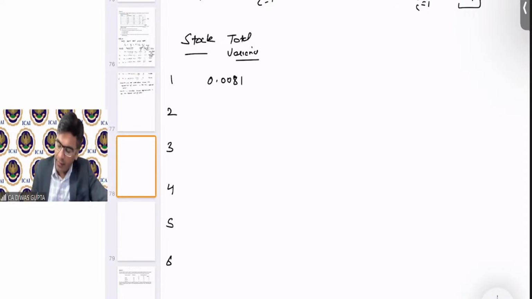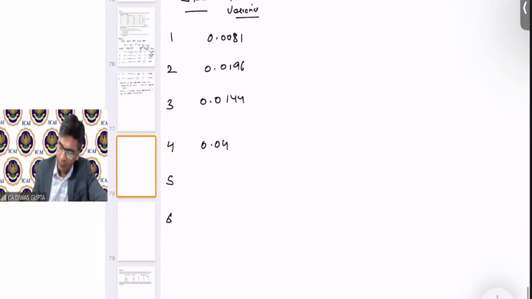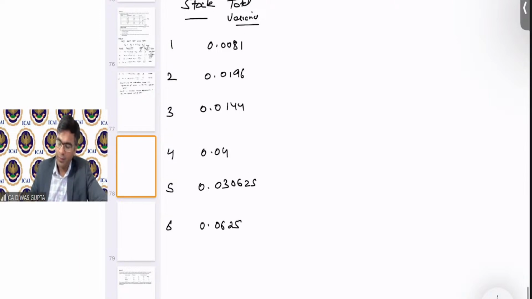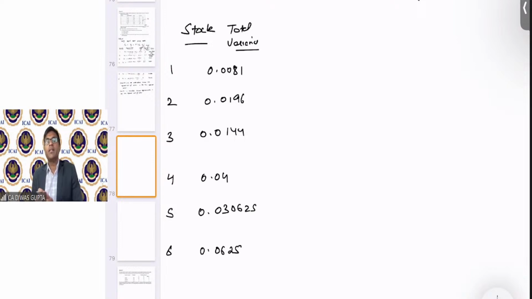Okay. Then the next one will be 0.0196. Then the next one will be 0.0144, 0.04, 0.0625. Okay, this is the total variance, students.